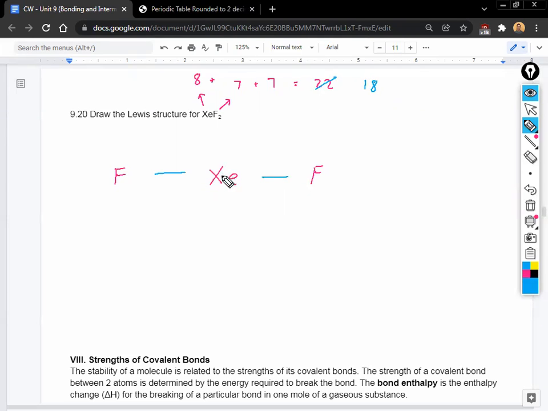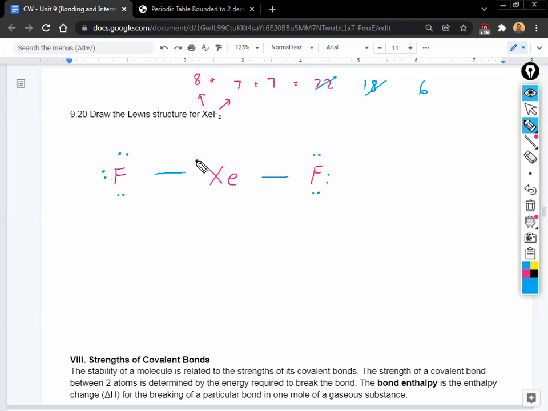Now, we want to put a bunch of the lone pairs on the fluorine first because fluorine, again, is more electronegative. So we're going to put 6 on the fluorine and 6 on the fluorine. So that means we've used 12. Okay, so we have 6 left. Now, we don't really have anywhere else to put it except on Xe.